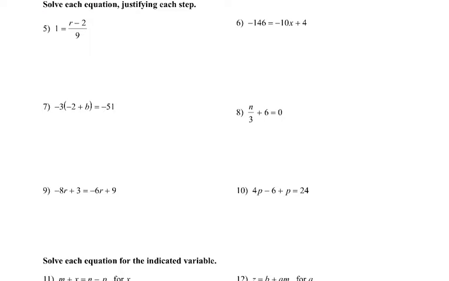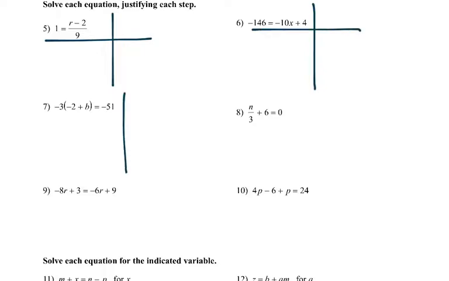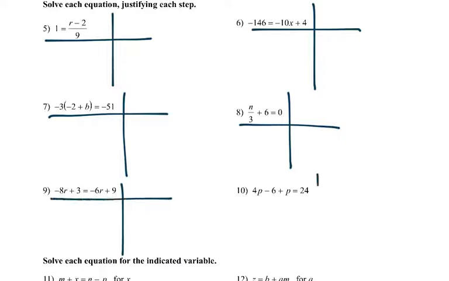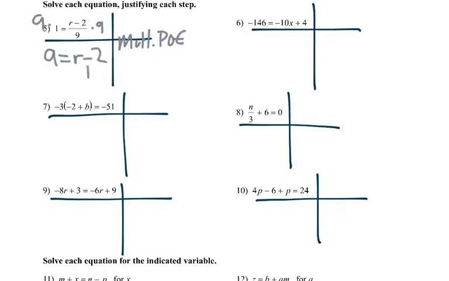Alright. Okay, now solve each equation and justify the steps. So we're going to need to justify what properties of equality we can use to solve these. Okay, so first thing we do here is times 9 to both sides using the multiplication property of equality. Okay, so we get 9 equals r minus 2. Then add 2, and we get 11 equals r, and we use the addition property of equality.